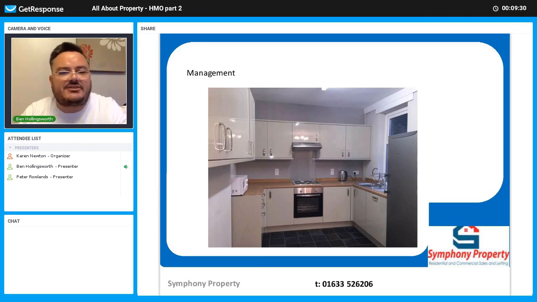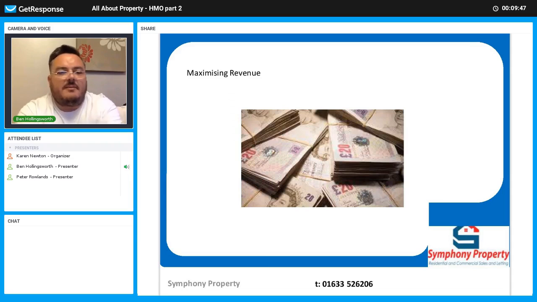And don't forget, if you've got a house of happy tenants living harmoniously, they will stay longer, so less void periods, and that's what we all want. It means more revenue for the landlord, a happy, compliant, harmonious home for all the tenants as well. So that's the management there.